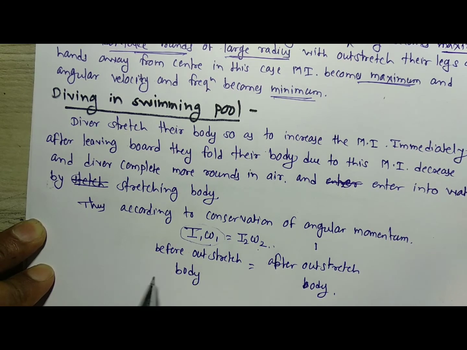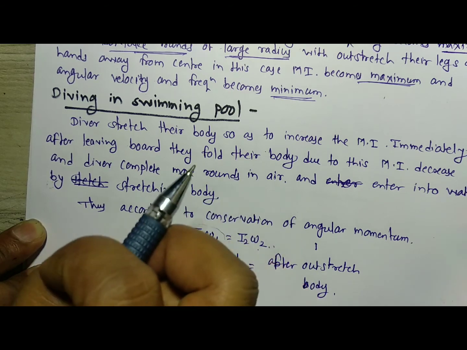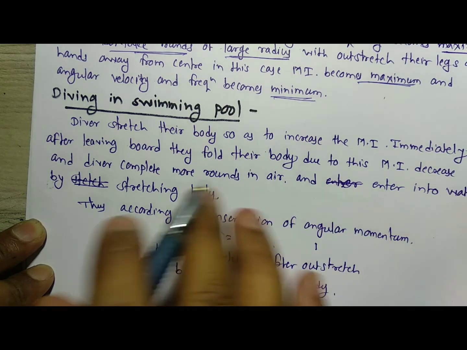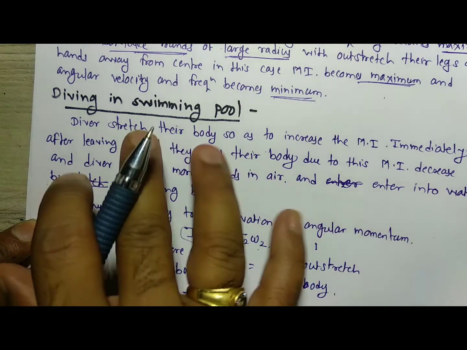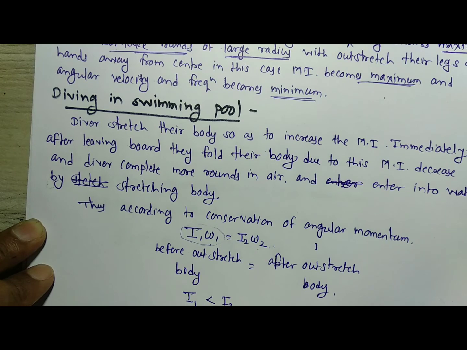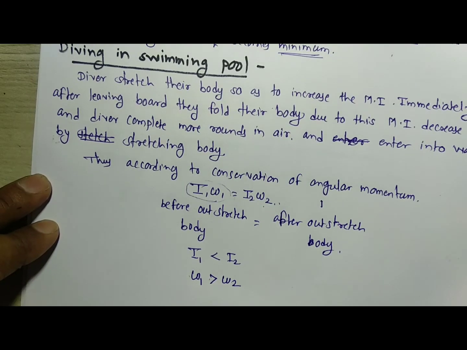Before outstretching the body, the moment of inertia is less, because the distribution of mass is closer to the axis of rotation. At that time I1 is less than I2, because I2 is greater, as moment of inertia is greater when the distribution of mass is greater. Similarly, omega 1 is greater than omega 2, and therefore I1 omega 1 is equal to I2 omega 2.